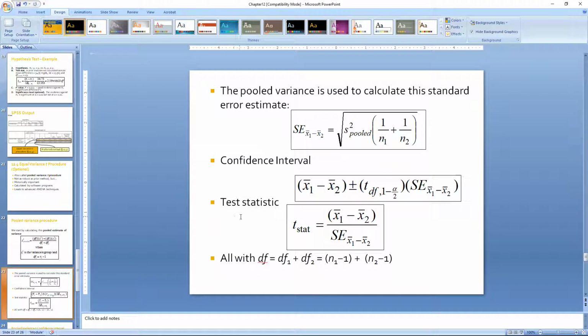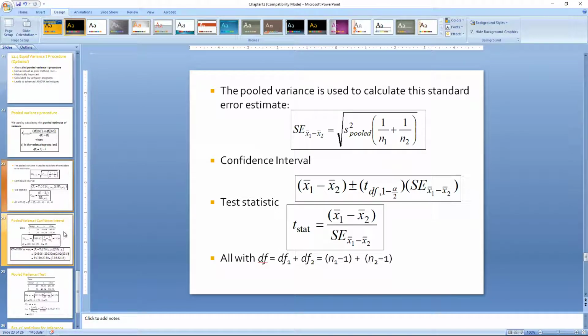So your pooled variance is used to calculate the standard error estimate, which is very similar to what we've seen before. So the standard error of x bar 1 minus x bar 2 is going to equal your pooled variance multiplied by 1 over n from the first group plus 1 over n from the second group. The confidence interval is calculated virtually the same way, and your t-statistic is set up the same way, with all df's equaling df 1 plus df 2. So everything here you've seen before.